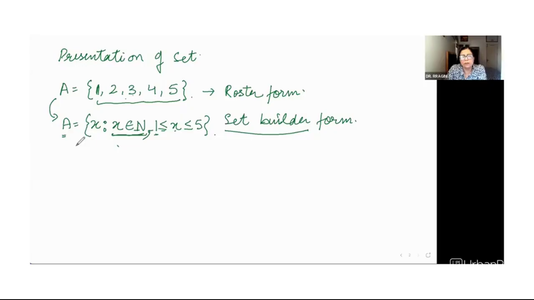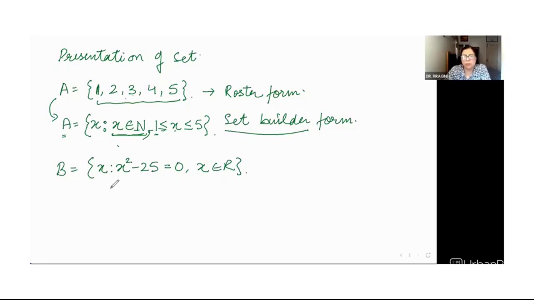If we have to write set builder into roster form or roster into set builder form, we should know how to link this and how to write this. Let us take another example. Let B be, x such that x square minus 25 is equal to 0, x belongs to R, right?